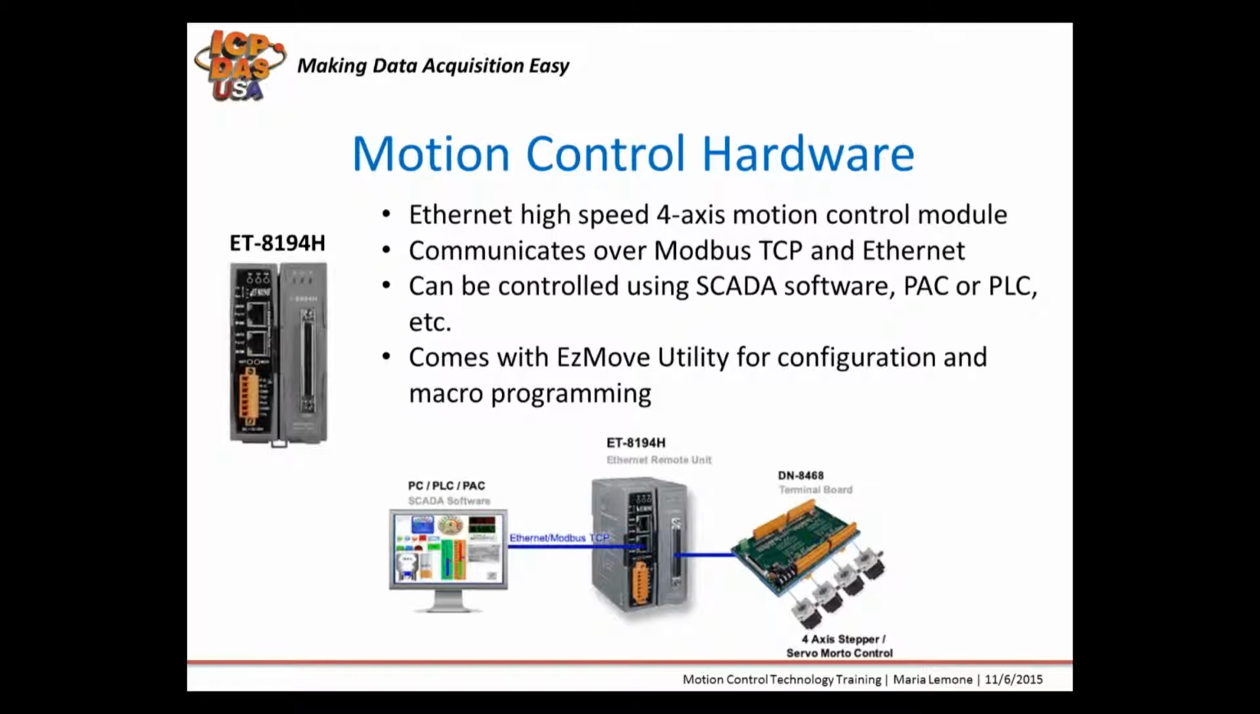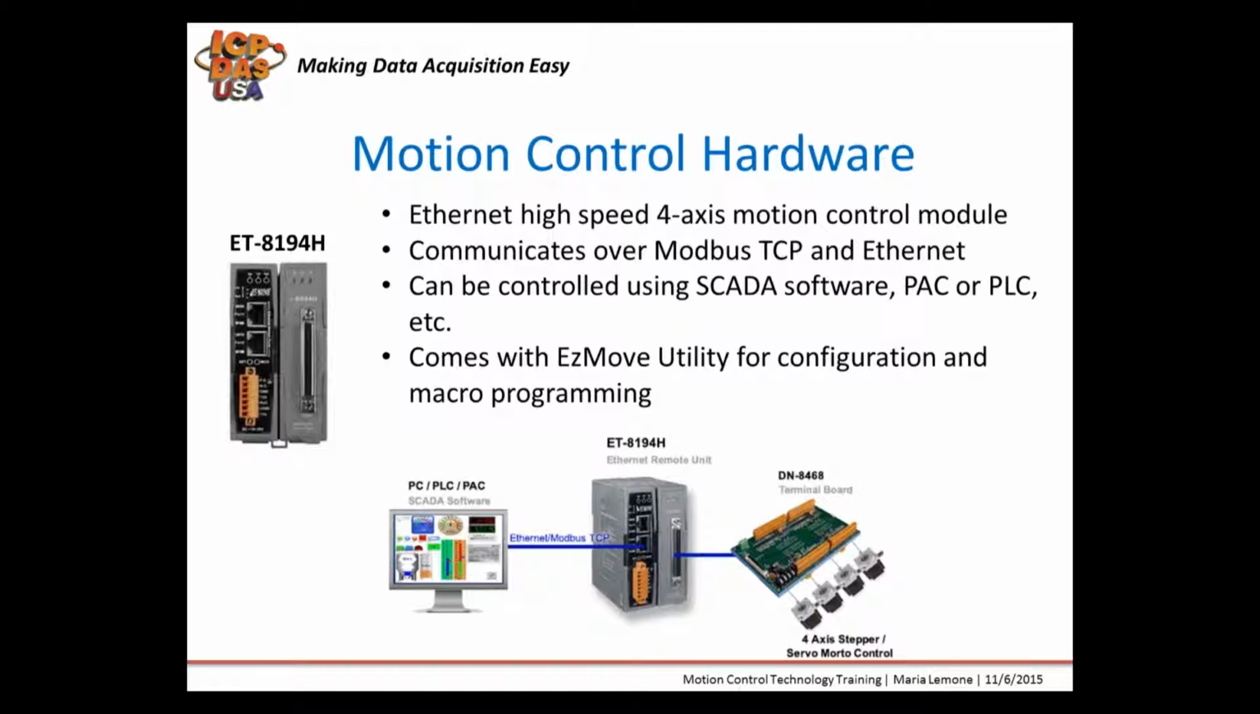ET8194H is a motion control module. It has an I-8094H module inside, which is a 4-axis stepping pulse type servo motor control module with an embedded CPU. It supports Modbus TCP, so it can be used with PCs, PACs, and PLCs. So that's programmable personal computers, programmable automation controllers, and also programmable logic controllers.